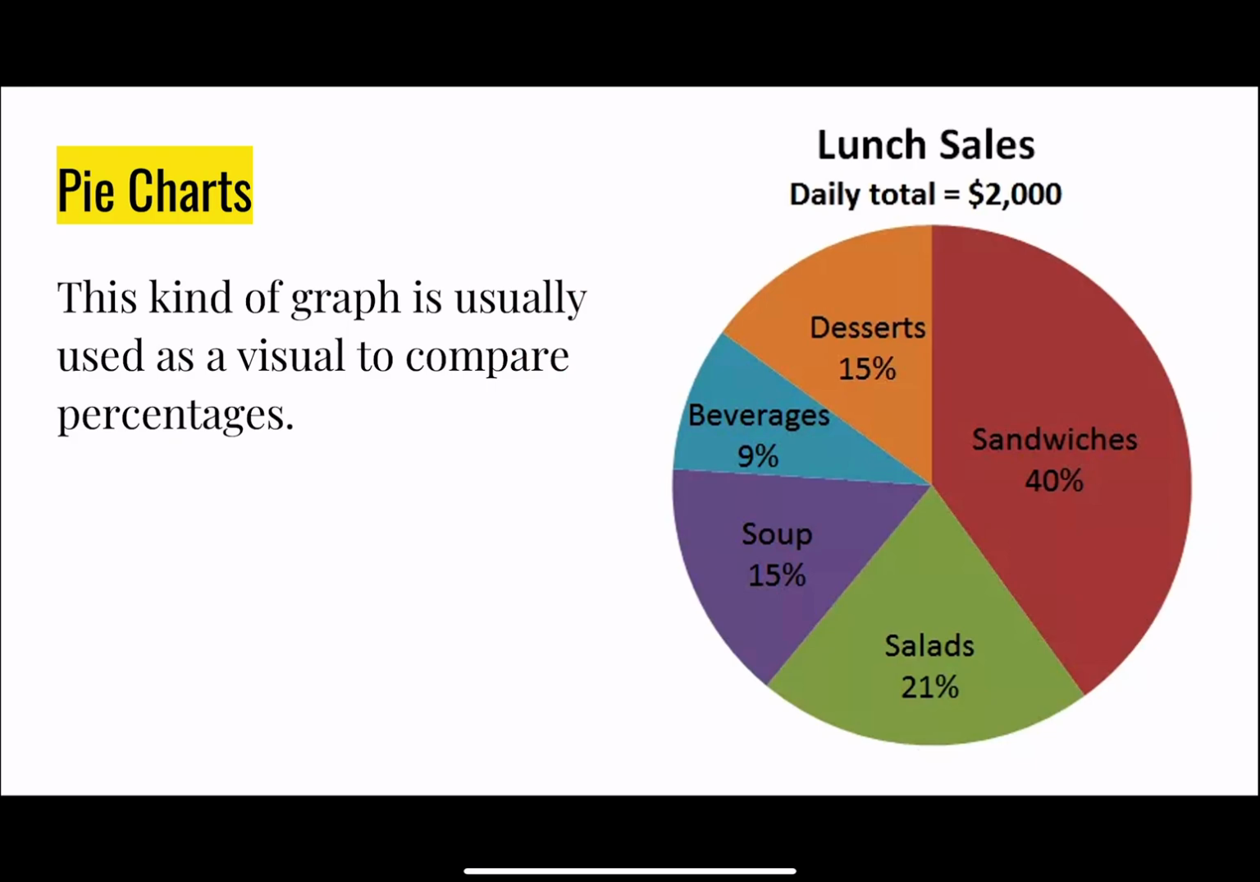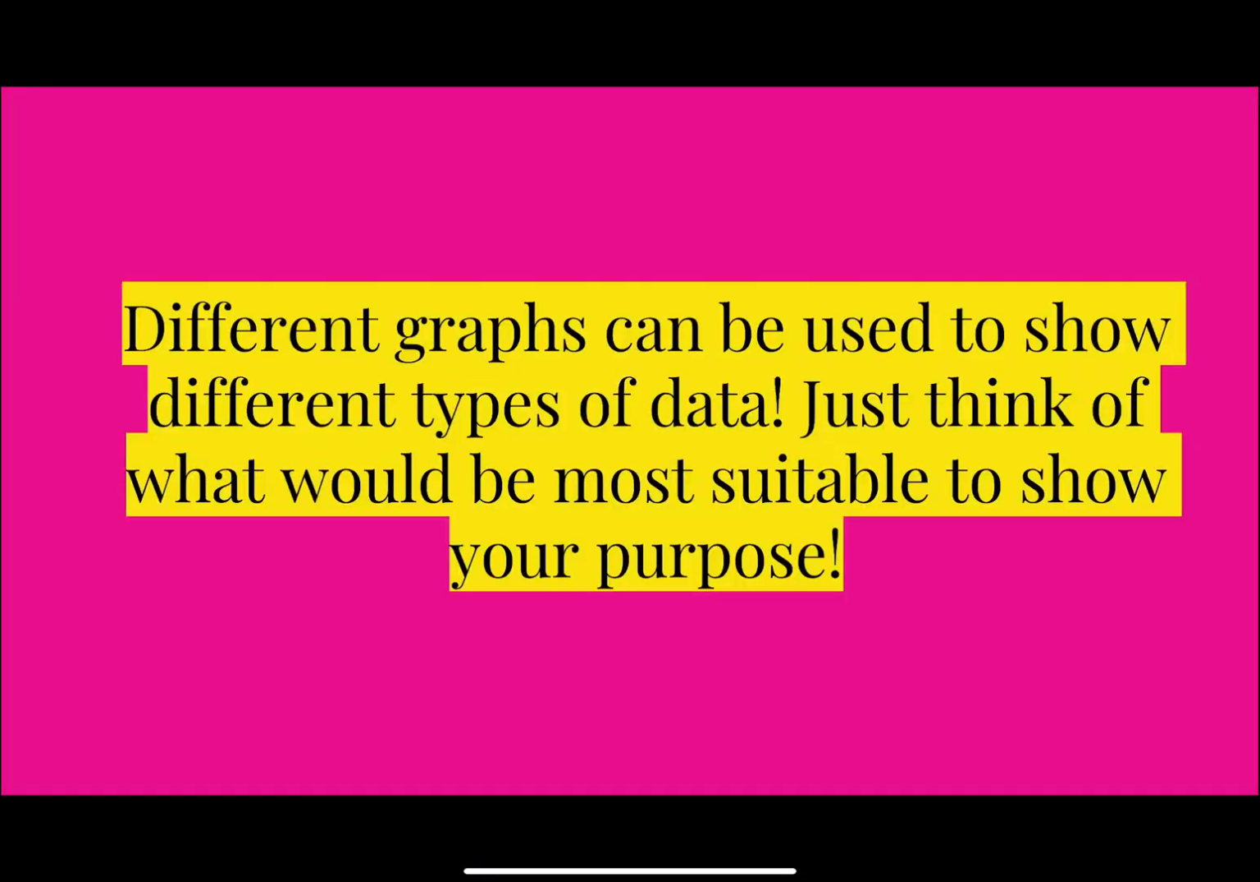Okay, so here's a pie chart. This is a visual that is usually used to compare percentages. So you can see here, the pie is the whole, right? Like in this example, the lunch sales are everything that the cafeteria sells, and if they want to know how much of each is getting sold, then they make a pie chart, right? So you're comparing pieces and a whole. That one's a little bit easier and a lot easier to make as well. So like I said before, different graphs can be used to show different types of data. Just think of what would be most suitable to show your purpose.